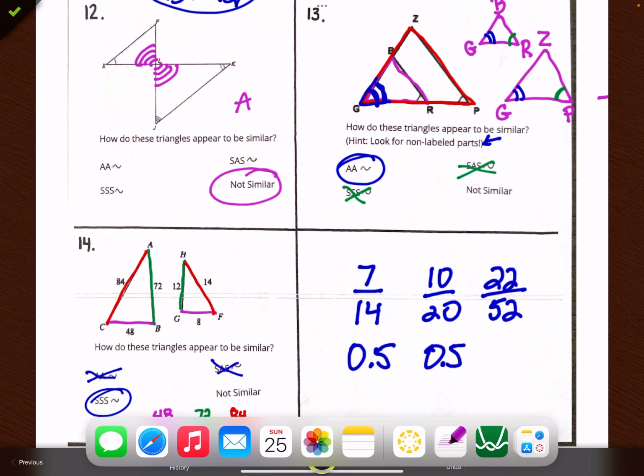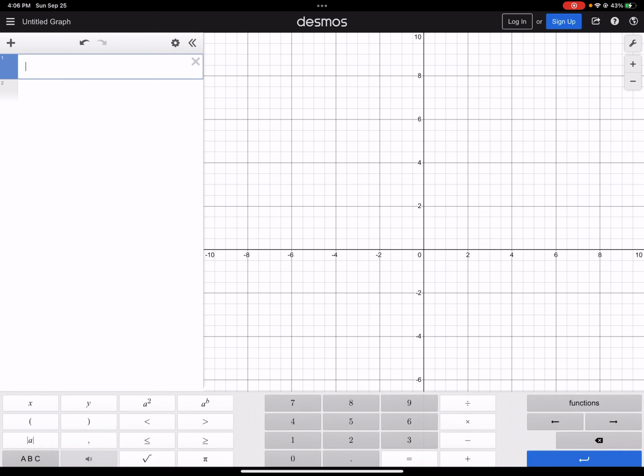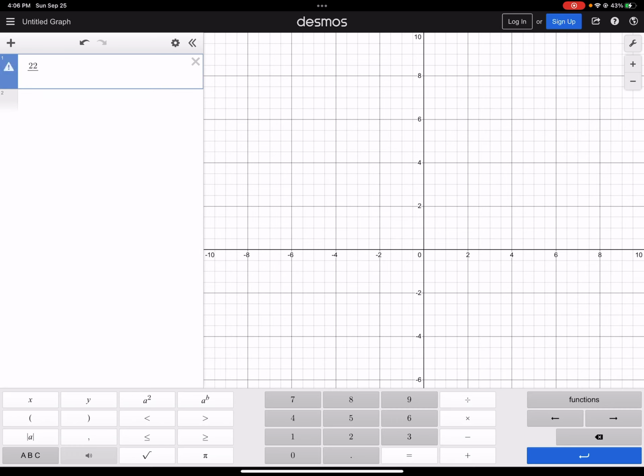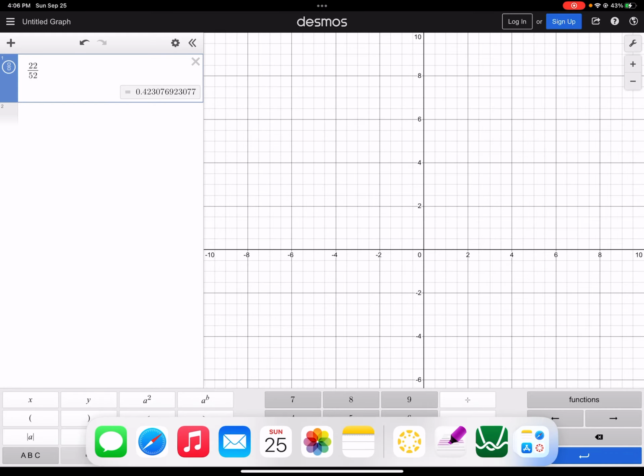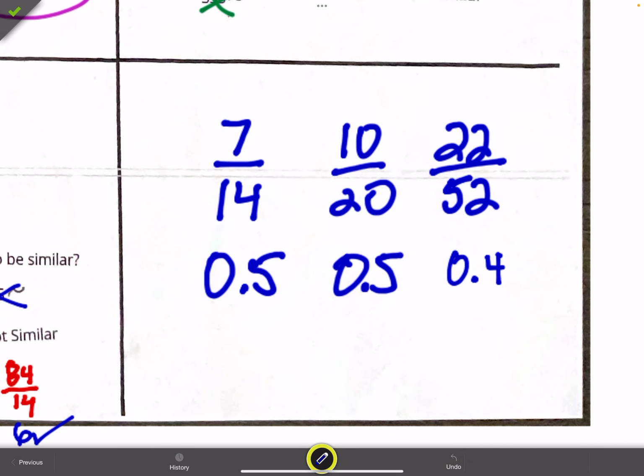And some people get excited and go, okay, I'm done. Always, you've got to check the last one because look, I made this up so it wouldn't work so you guys could see it. If I do 22 divided by 52, does everybody see how I get 0.4, blah, blah, blah? Is 0.4 the same thing as 0.5? No, right? This does not match the other two. If that ever happens, they are not similar. When we say all three have to match, they have to match exactly.